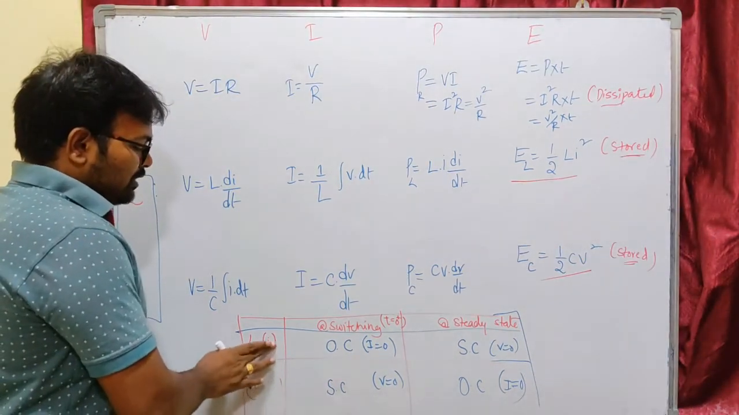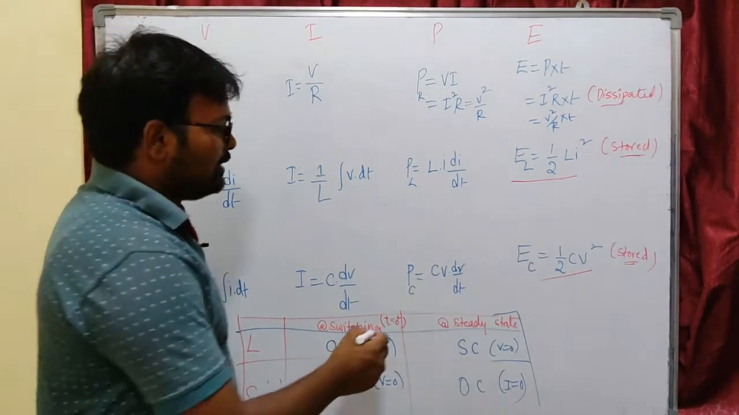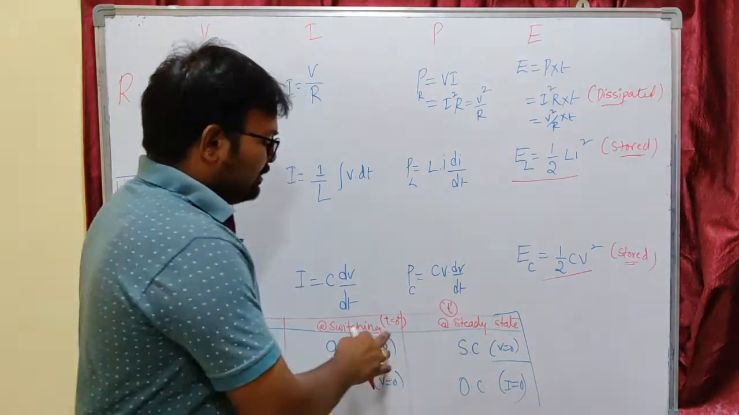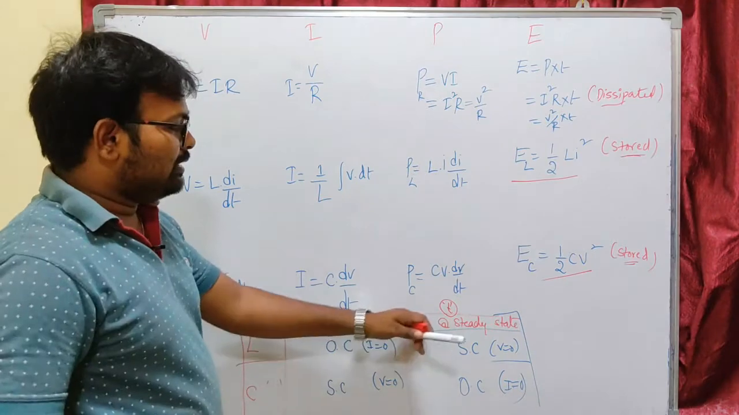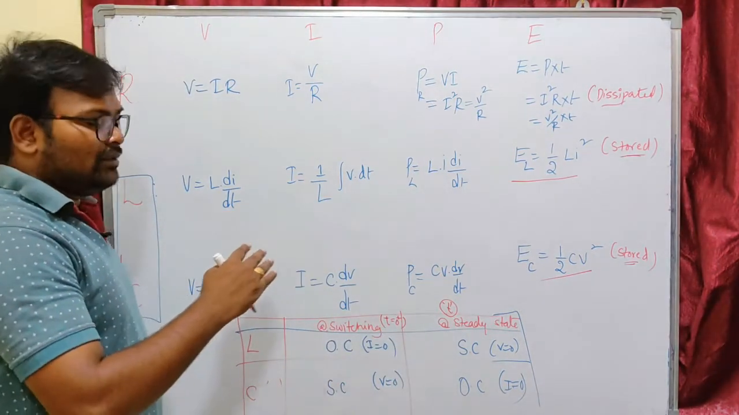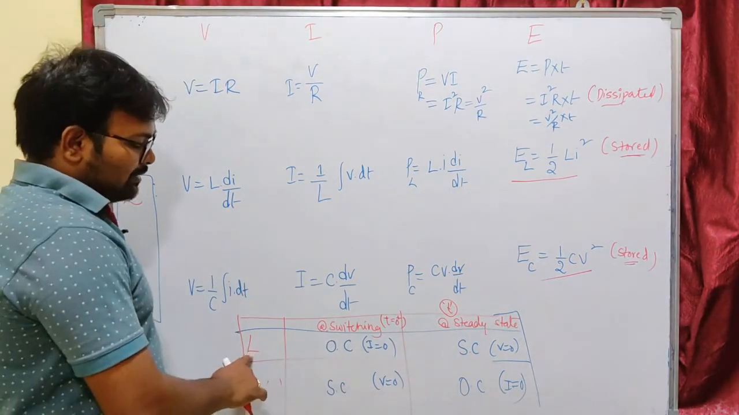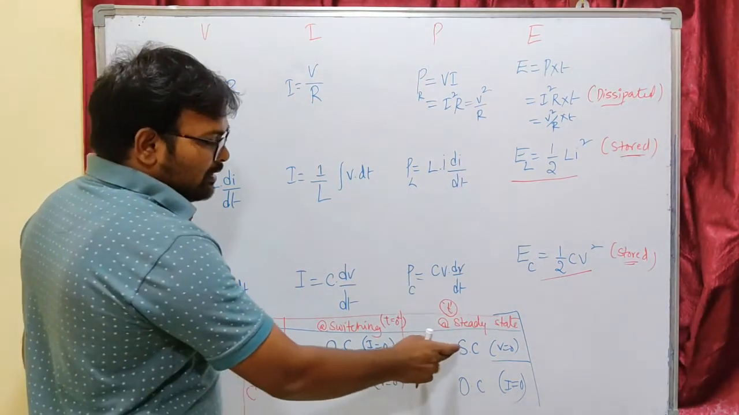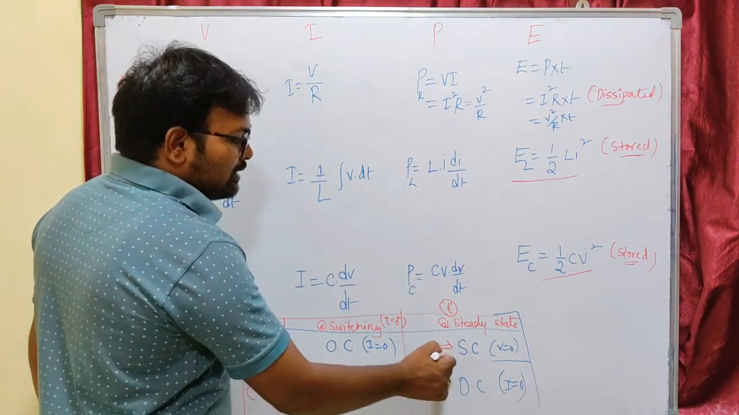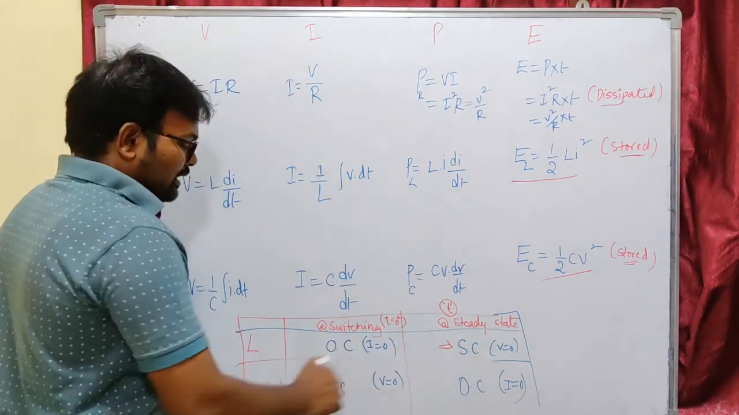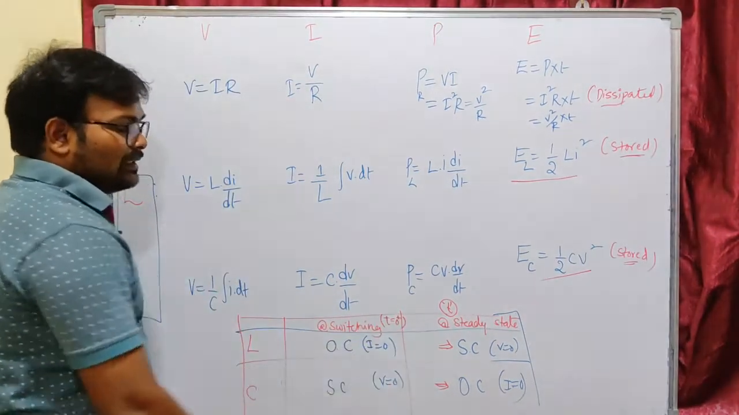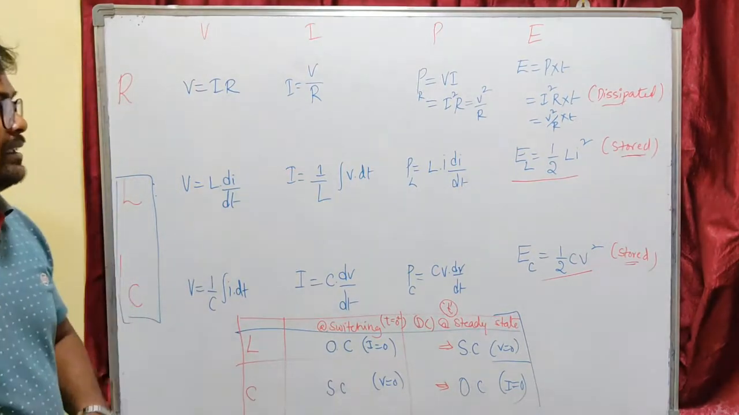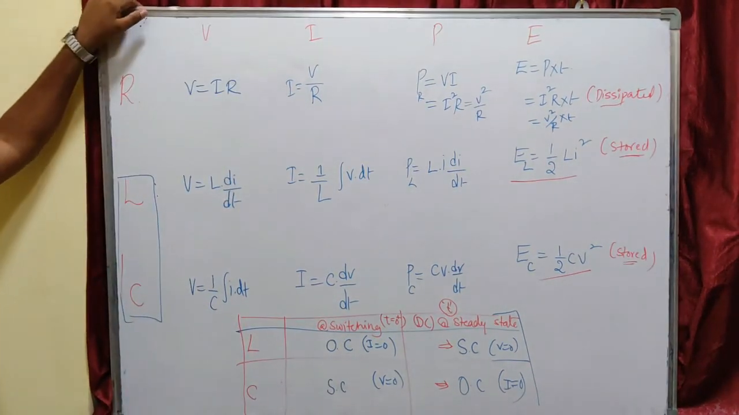Now let us see the steady state. Steady state means the behavior of the circuit after turning on the switch, after some time. t equal to 0 plus means it's just switching on. After some time at steady state, the inductor behaves like a short circuit, and the capacitor behaves like an open circuit. This is the steady state condition. So this is regarding our electrical circuit elements, R, L, C. Okay, thank you.